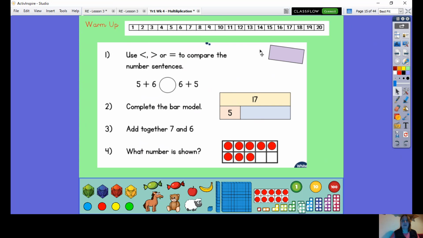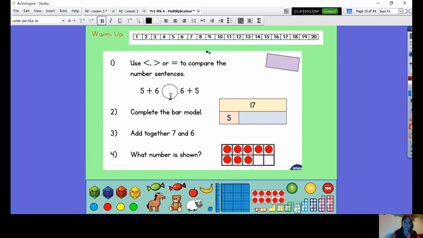Okay, so hopefully what you did is you worked out what 5 and 6 is. So 5, count on 6: 5, 6, 7, 8, 9, 10, 11. And then hopefully you've realized that those are the same numbers, but just the other way around. So of course they're going to be 11. So in there, it's going to be this symbol, equal to.